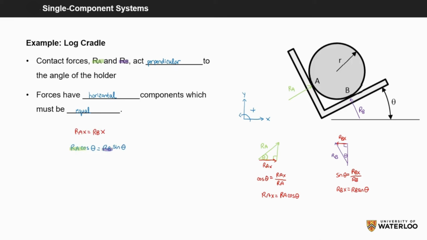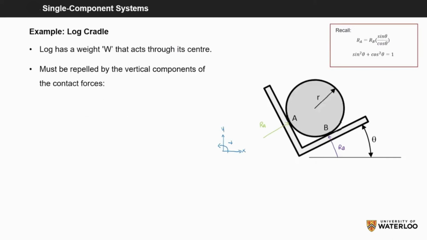We will write it as the sum of forces in the x direction, with a positive direction to the right, is equal to 0, which is equal to Ra cos theta minus Rb sin theta. Rearranging this equation, we obtain Ra equals Rb sin theta over cos theta. Remember that the log has a weight W, and this acts through the center of the log.